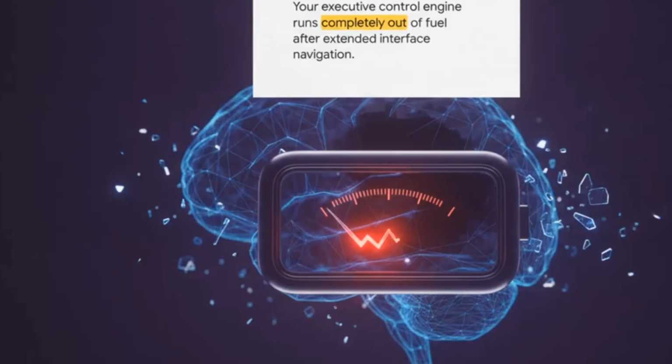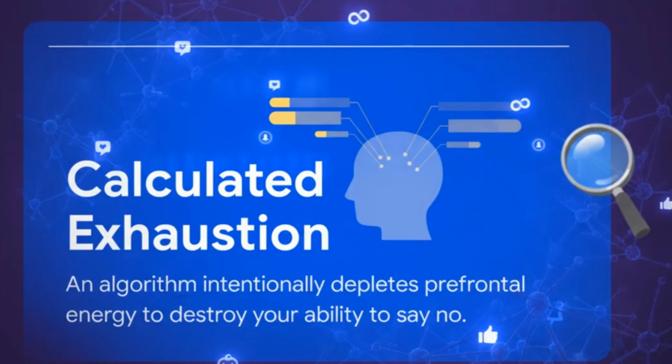And eventually, you hit a clinical breaking point, which is known as neurochemical bankruptcy. After extended periods of navigating these fast-paced, highly stimulating interfaces, your executive control engine essentially shatters. It runs completely out of fuel. You have absolutely no more physical glucose left in the prefrontal cortex to make logical, willful decisions. Which brings us to the core of the architecture we're talking about today: calculated exhaustion. This is a state where an algorithm has intentionally depleted your prefrontal energy to destroy your ability to say no.